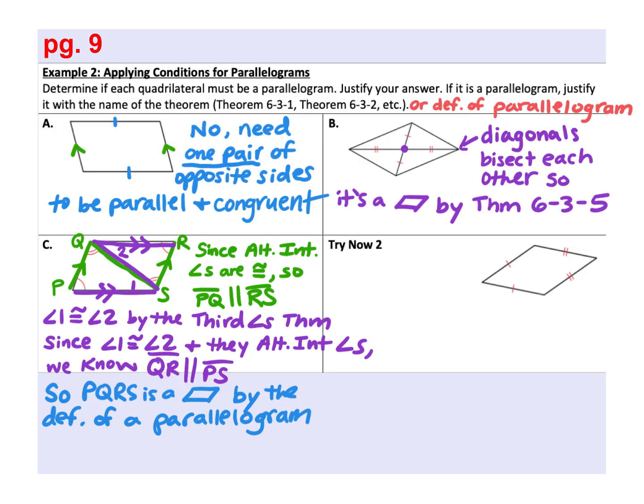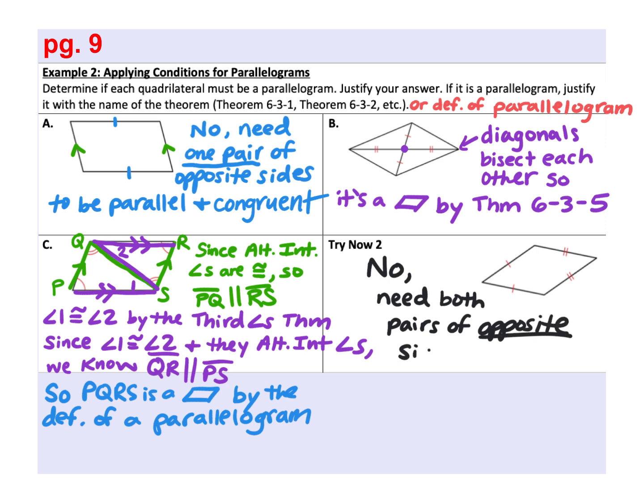The final example here, the try now, should be a little bit more obvious. As I look at this picture, I notice that there's two pairs of congruent sides, but also notice that these are not opposite sides. In order to prove it's a parallelogram, we would need both pairs of opposite sides congruent. And these two sides right here are not opposites. They're consecutive sides. So this figure is not a parallelogram.